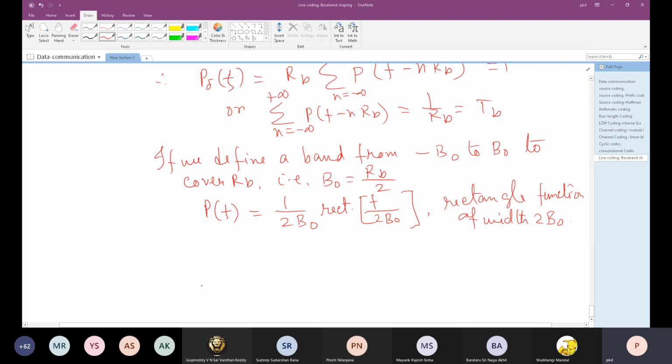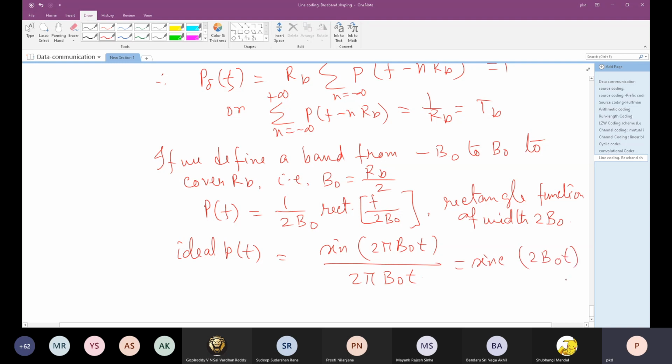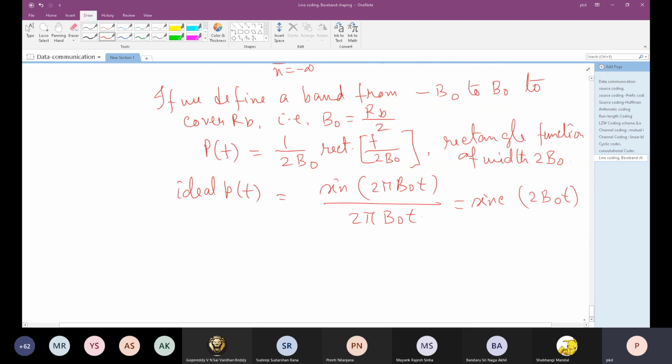So the ideal p(t) will then be the sinc waveform, sinc of 2 B0 t. So this is the ideal case. Of course, this is not possible in practical situations. We shall discuss some practical filters next day.